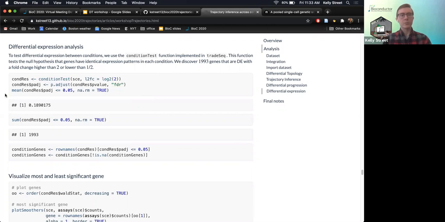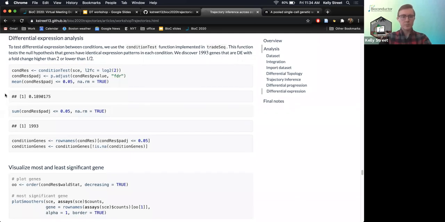And this is going to do something very similar to the pattern test, for those of you that are familiar with TradeSeq's pattern test, where we're comparing the curves between the two conditions, and we're asking, do these have the same pattern of expression? And so smoothing splines are based on coefficients, which I mentioned earlier. We're basically testing, are those coefficients the same between the two conditions? And so this is ultimately a Wald test under the hood.